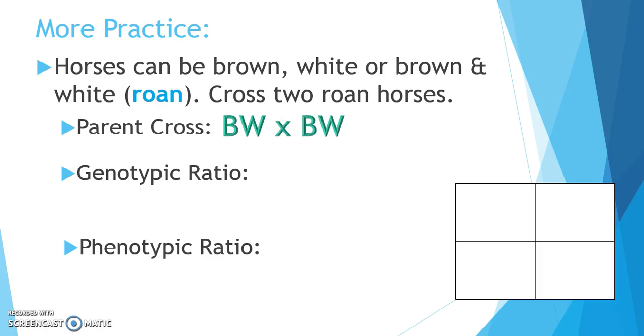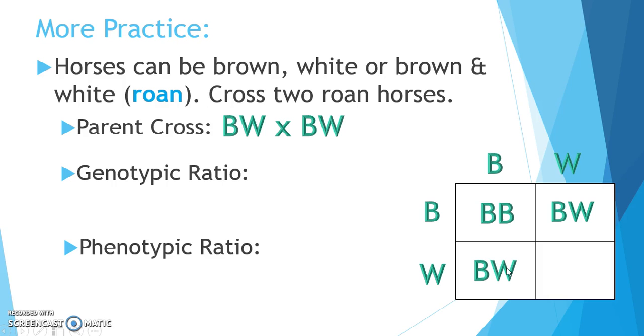Okay, so now let's set up the Punnett square. First parent across the top, second parent down the side, and cross your boxes. BB in the first box, BW in the second box, third box, BW, and fourth box, WW.